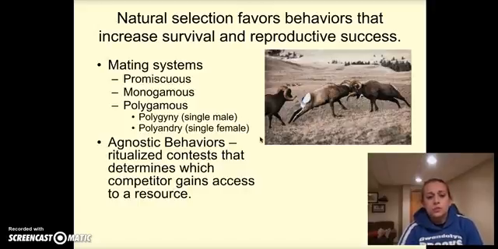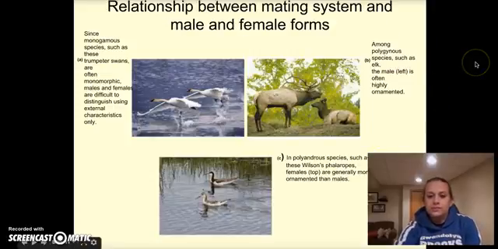So examples of this would be mating systems. Different organisms have different mating systems. They could be promiscuous, monogamous, or polygamous, and under polygamy you've got two different kinds. Polygyny is when you have a single male, and polyandry is when you have a single female, and then she would mate with several males. You also have agonistic behaviors. These are ritualized contests that determine which competitor gains access to a resource. That's what you're looking at right here.